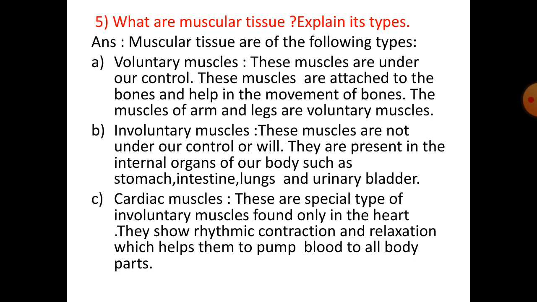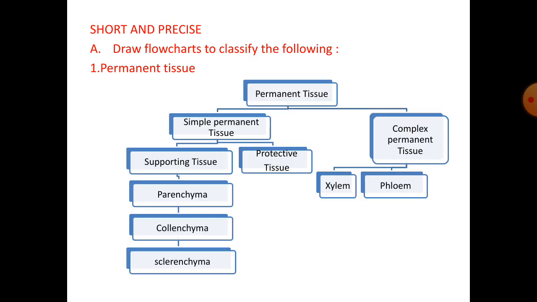Involuntary muscles. These muscles are not under our control or will. They are present in the internal organs of our body such as stomach, intestine, lungs and urinary bladder. Cardiac muscles. These are special type of involuntary muscles found only in the heart. They show rhythmic contraction and relaxation which helps them to pump blood to all body parts.